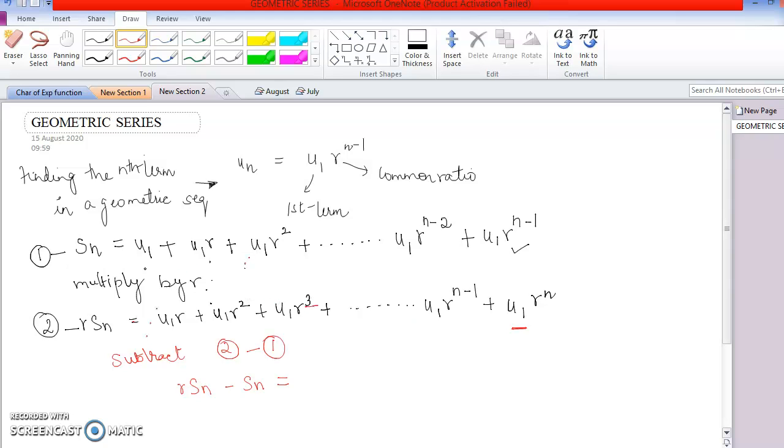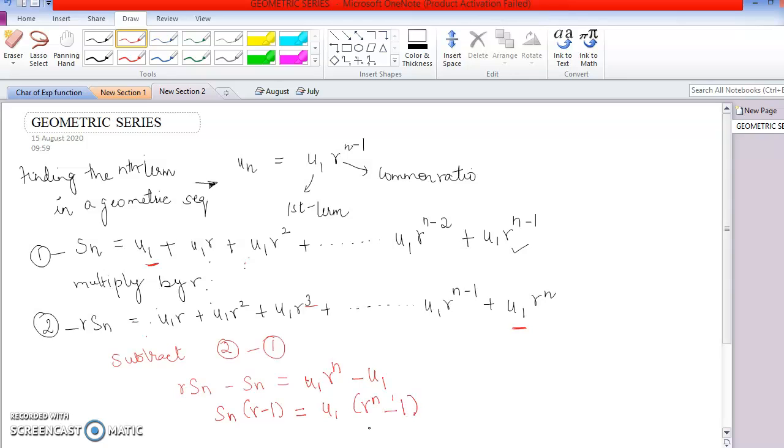and the first term here. So when I write this down, it is going to be u1 r^n minus u1, right? Now if I simplify this further and factorize, I see Sn is common and (r minus 1) can be written in brackets. Sn(r - 1) is equal to, again I see u1 can be taken out as common, so u1(r^n - 1).